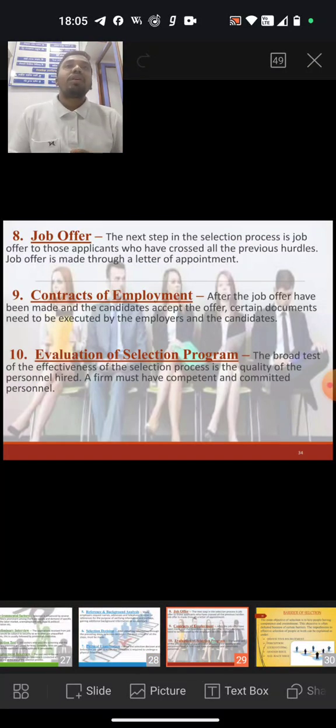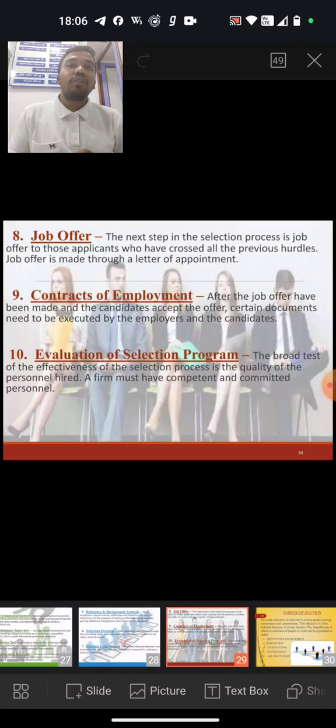Next, job offer. The next step of the selection process for those applicants who have crossed the previous steps. Job offer is made through a letter of appointment. Next one is contracts of employment. After the job offer has been made and the candidate accepts the offer, certain documents need to be executed by employers and candidates.